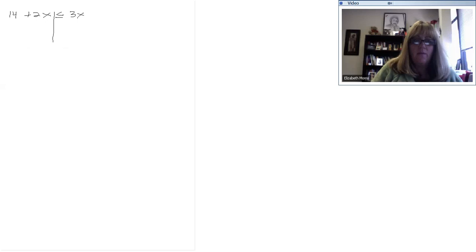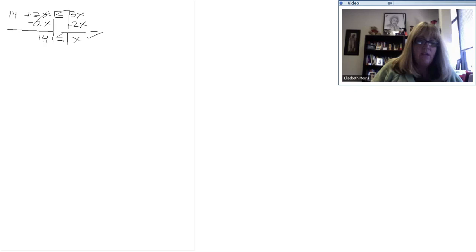Again, I have my wall, but in this case, I have x's and x's. I could move this x over here, but then there'd be nothing left. This is one of those where it doesn't matter which way. I'm going to move this x, it's a positive, so I make it negative, over to this side. That cancels out. I'm left with 14 is less than or equal to 1x, or x. I'm done. But if it helps, you got to look at it. x is greater than or equal to 14.